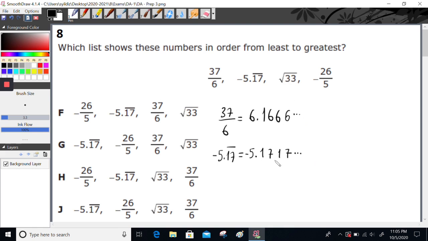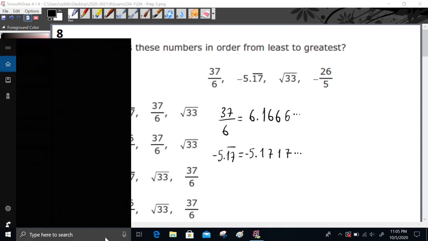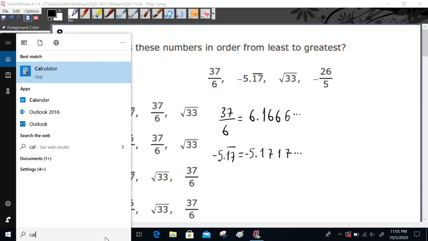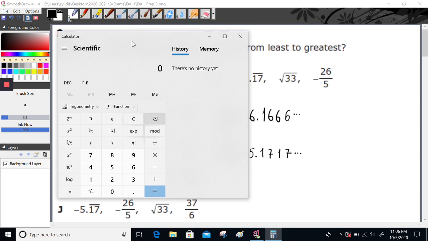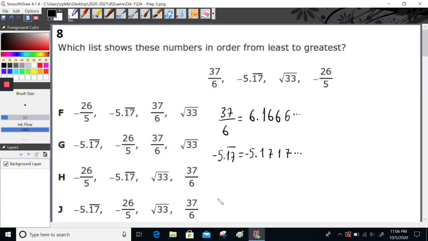Okay, square root of 33. Again, we're going to use our calculator to find that. In your STAAR examination, you can use the calculator in your STAAR test. So root 33. Okay, so as you see, square root of 33 is 5.7445.